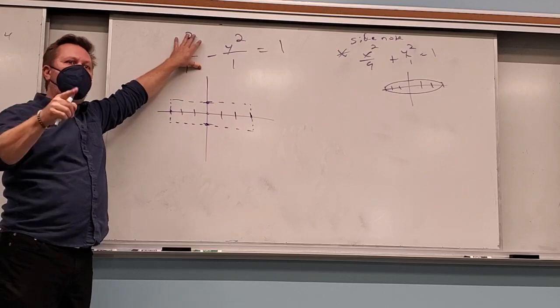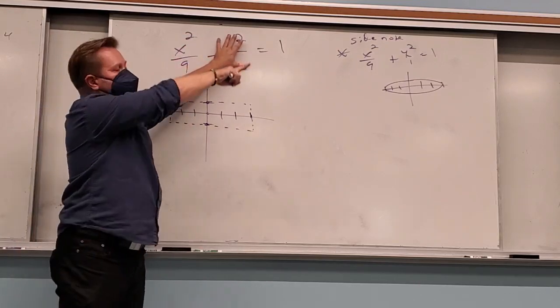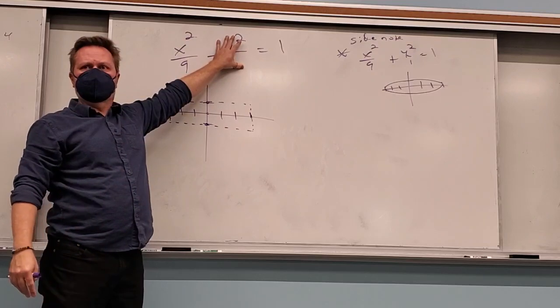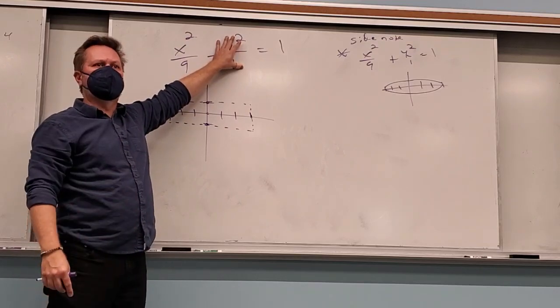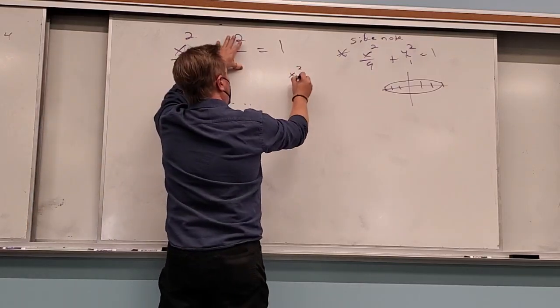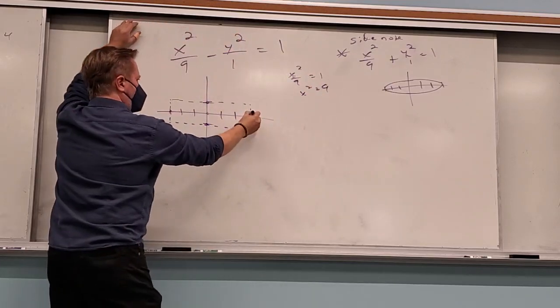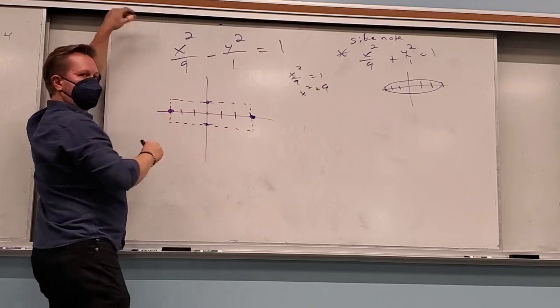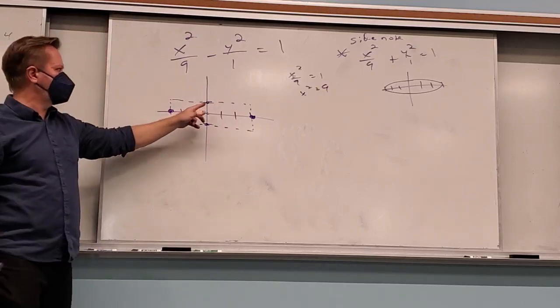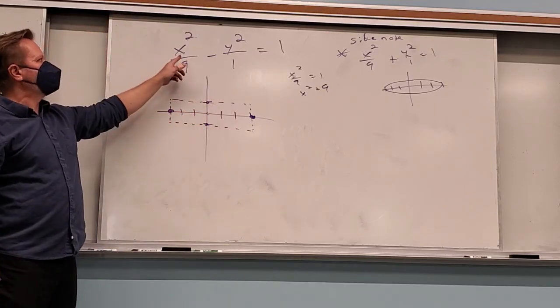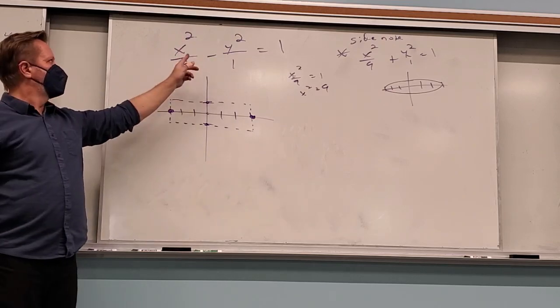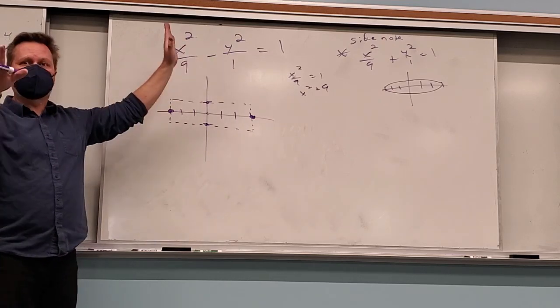There are no y-intercepts. But there are x-intercepts, right? You can solve that. In fact, what are the x-intercepts? X squared over 9 equals 1. X squared equals 9. 3 and -3, correct? Okay, that's why I made these open circles. How can I tell this sits on the x-axis? Because the x squared piece is positive.